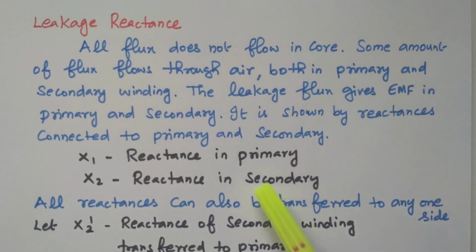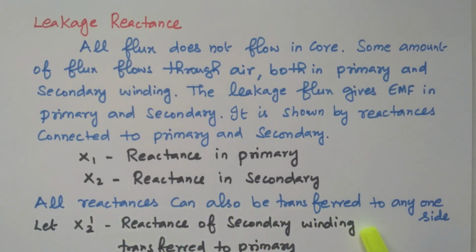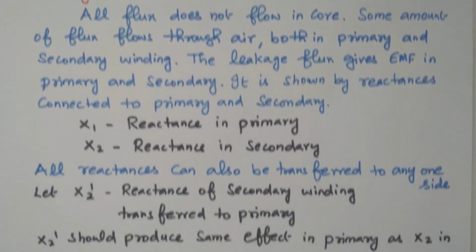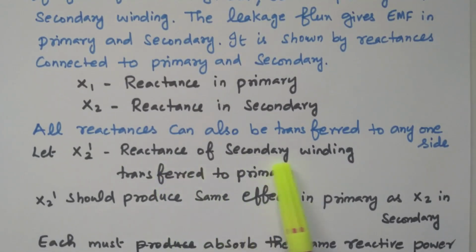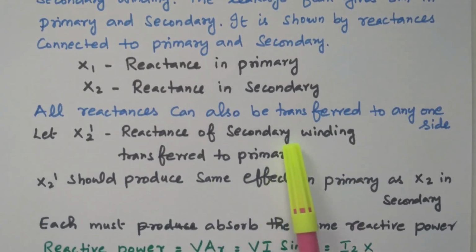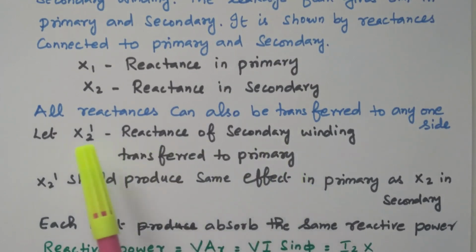So similar to resistance, we can transfer the reactance also from primary to secondary as well as secondary to primary. All the reactances can be transferred to any one side. Now consider this X2 dash, that is the reactance of the secondary winding transferred to the primary. But X2 dash would produce the same effect in the primary as X2 in the secondary, like we discussed for the resistance. Here also this X2 dash effect should be the same as X2 in the secondary.